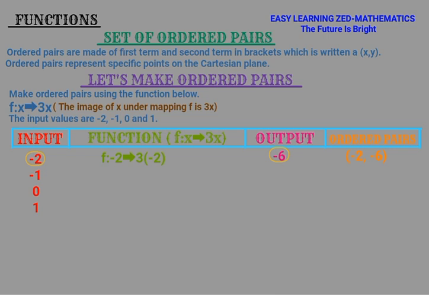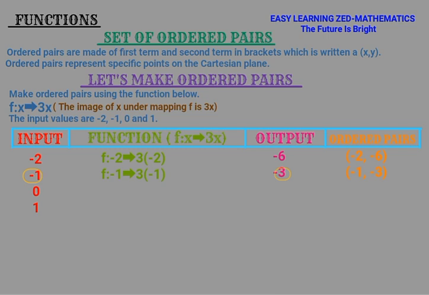Okay, now we can go to the next one, which is -1. Since we are done with -2, we go to -1. If we get the same function and we put -1, what will be our output? So we're going to say f(-1) is equal to 3 multiplied by -1, which is going to give us -3. Then we're going to pick -1 and -3 to form an ordered pair. So our ordered pair will be (-1, -3).